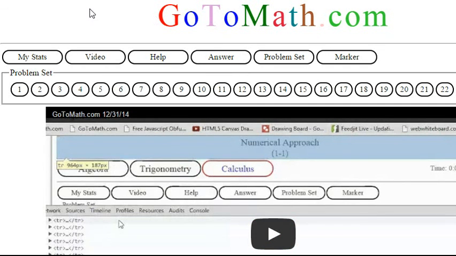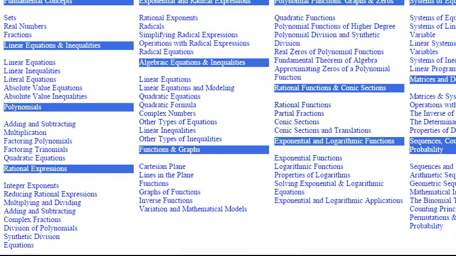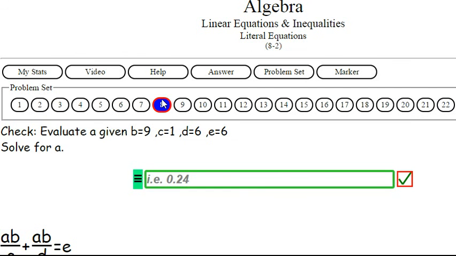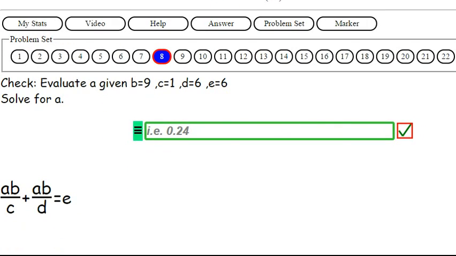Okay, we're over here at GoToMath, having a good old time. Click on Algebra. Let's go down to Literal Equations, 8.2, I believe. Look, what's the probability 8.2 comes up? I'm all about that probability stuff. Check the checkbox, check baby 1, 2, 3.